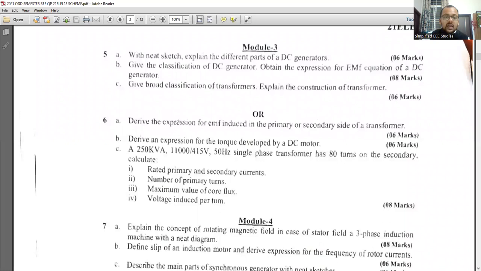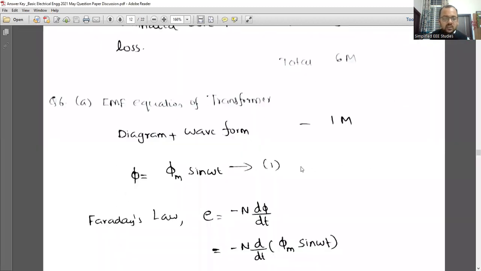6a. Derive an expression for EMF induced in primary or secondary side of transformer. This is nothing but derive an expression for EMF equation of transformer. It carries the weightage of 6 marks. Let us go through the EMF equation. You have to explain the EMF equation, do the derivation.